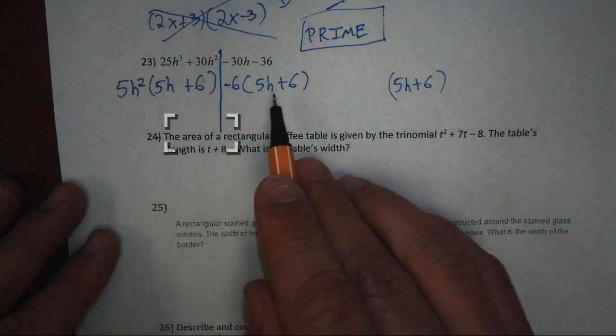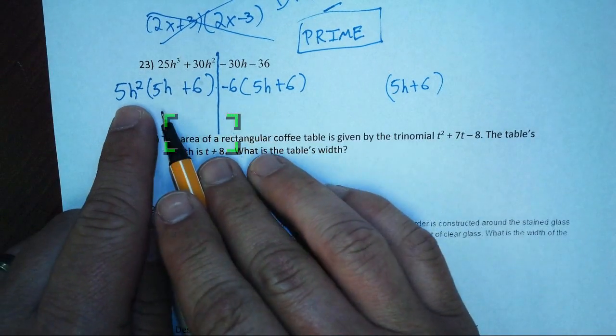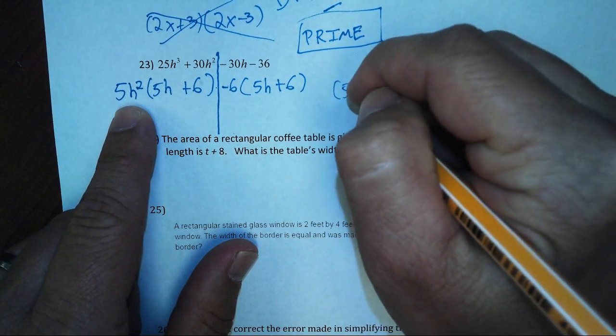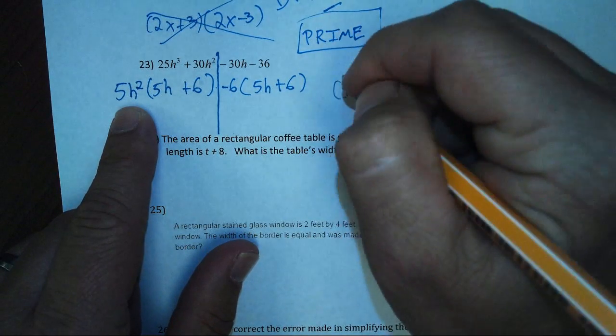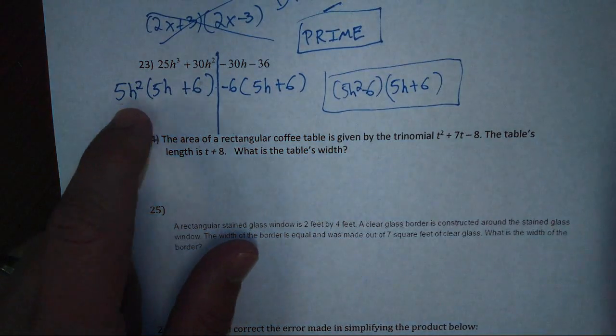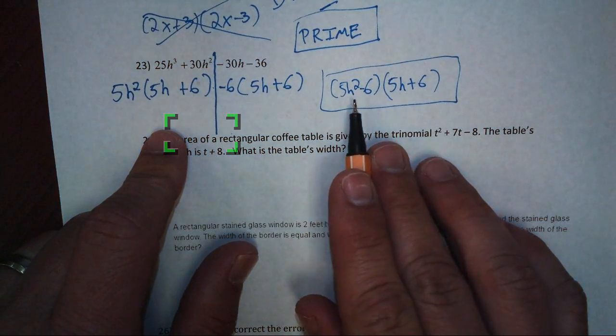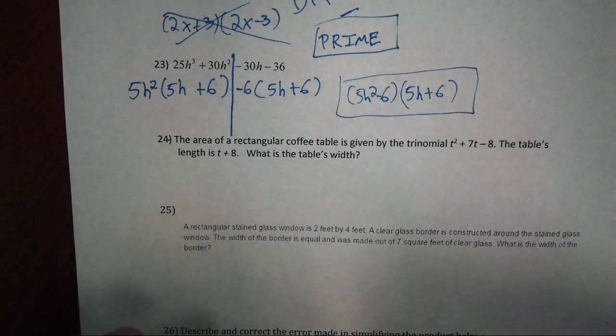What else did we multiply the 5h plus 6 by? A 5h squared and a minus 6. So they go together in the same group, and we have our answer. Can we do difference of squares here? No, because these are not perfect squares.